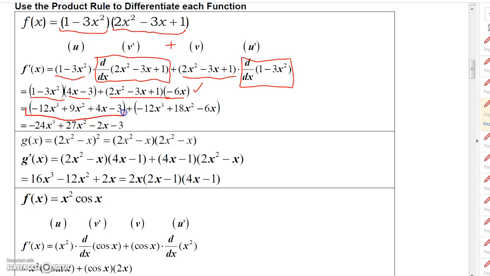So FOIL that to get those 4 terms. Then distribute the minus 6x to get these 3 terms. Then combine like terms to get this polynomial. Now, one of the reasons that we want to write this is we're going to find out later that it's actually important to be able to find the zeros of a derivative. And I can't find the zeros if I leave it in this form. But if I simplify it as far as I can, then I'll be able to find the zeros much easier.